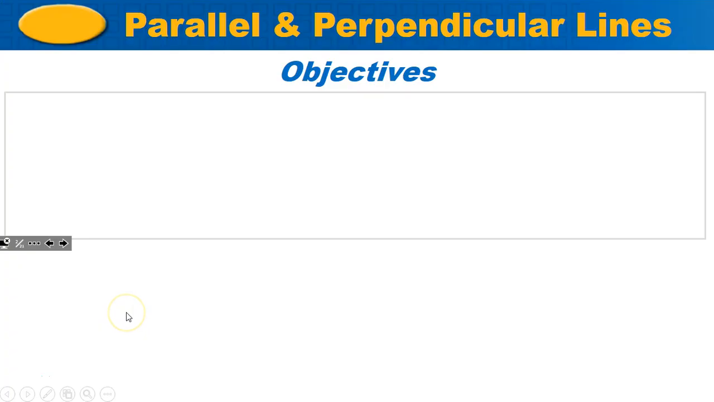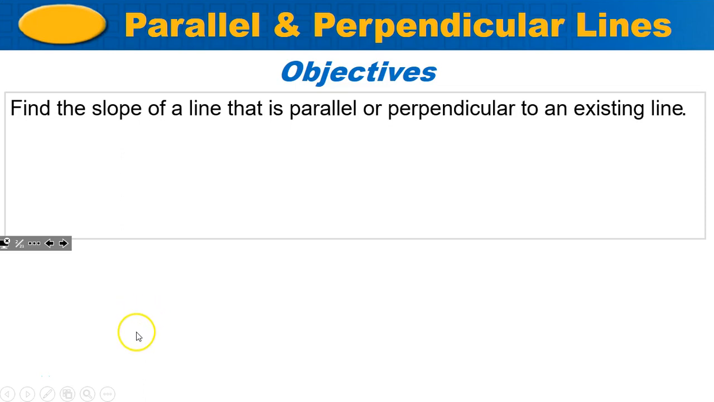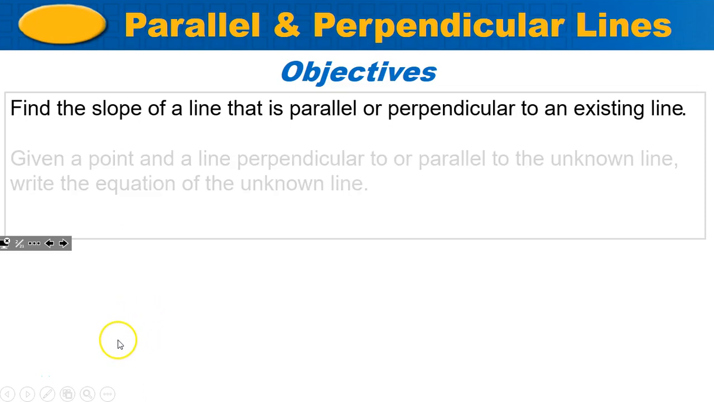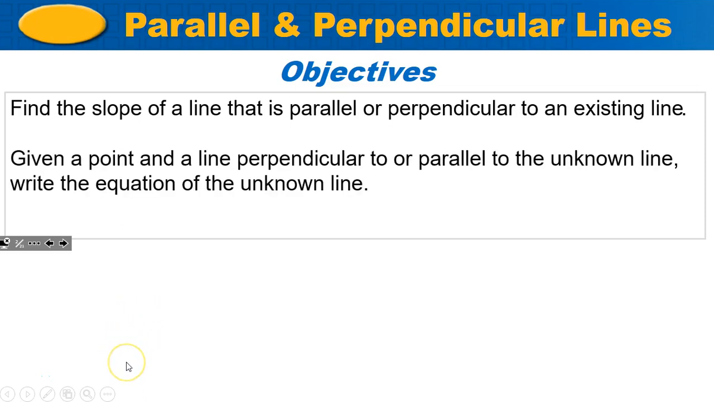So today we're going to go over parallel and perpendicular lines. Our objectives are to find the slope of a line that is parallel or perpendicular to an existing line and, given a point in a line that's parallel or perpendicular to an unknown line, to write an equation of the unknown line. So those are the things that we're going to work on today.